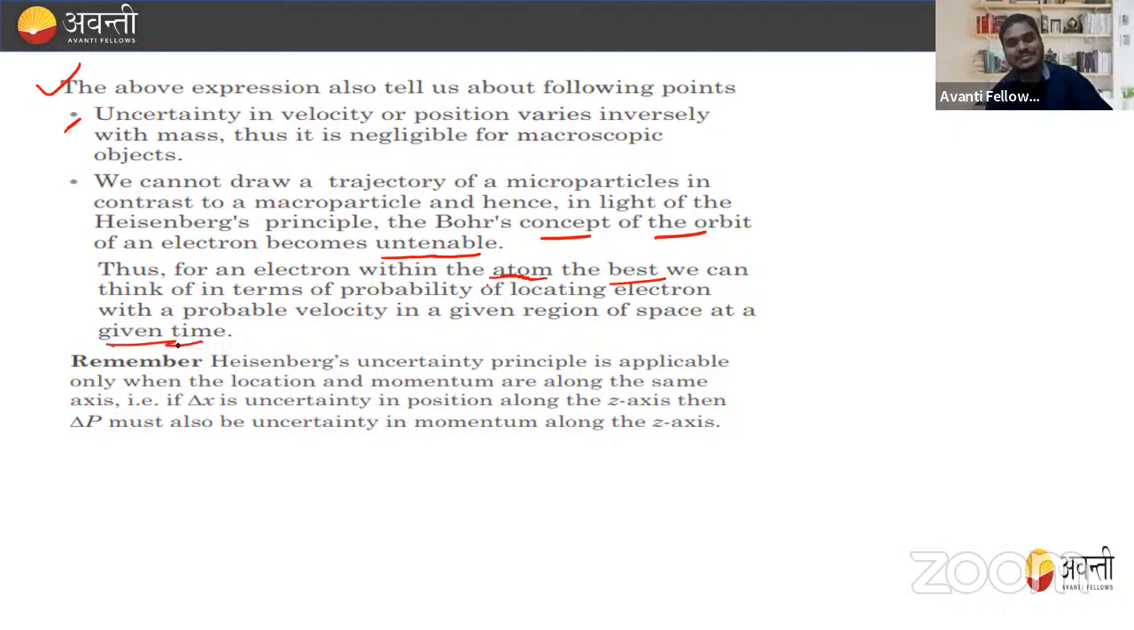So remember this: the Heisenberg uncertainty principle is applicable only when the location and momentum are along the same axis. If delta x is the uncertainty in position along the x-axis, then delta p must also be the uncertainty in momentum along the x-axis, right? So both must be on the same axis.